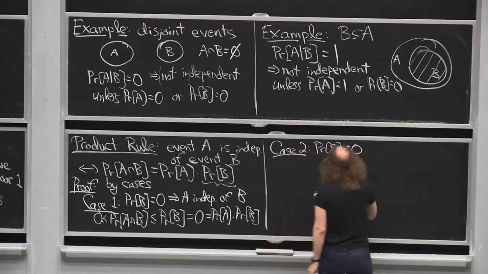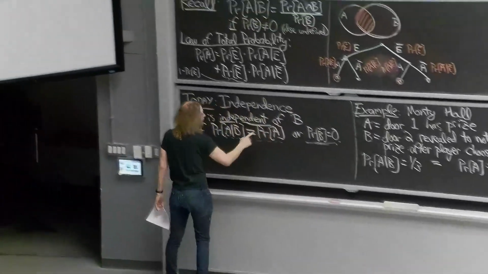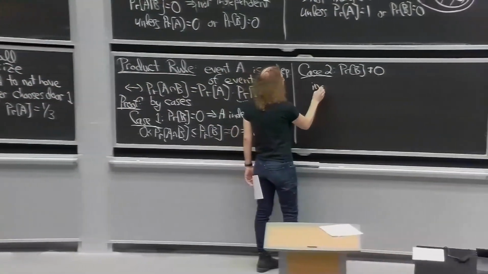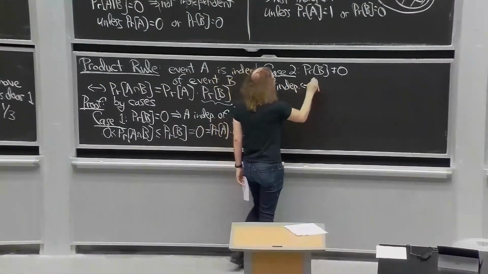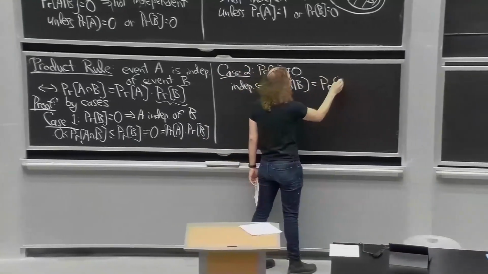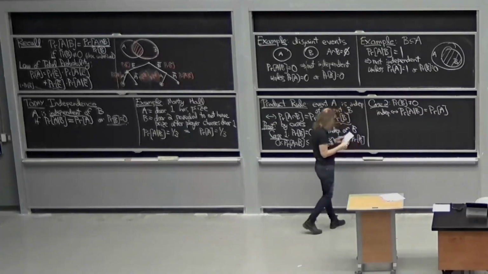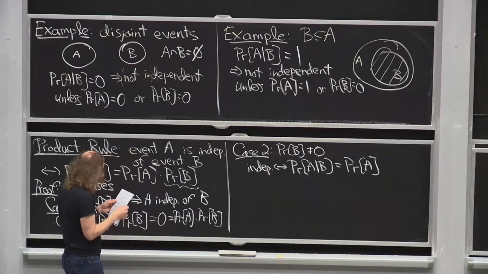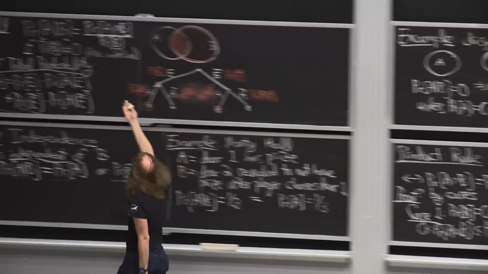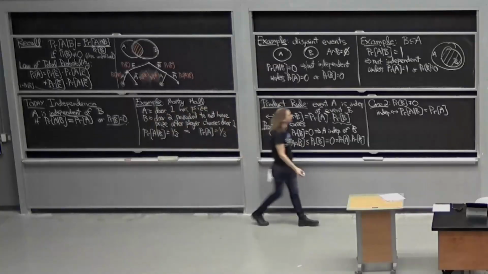OK, probability B not equal to 0 is the more interesting case, because that's when we get to work with this formula. Probability of A given B is equal to probability of A. That's the definition of independence. So we'll write independence if and only if probability of A given B equals probability of A. Now we have some computation to do. We also have a formula for probability of A given B up here. That's the definition, so let's plug that in: probability of A intersect B divided by probability of B.